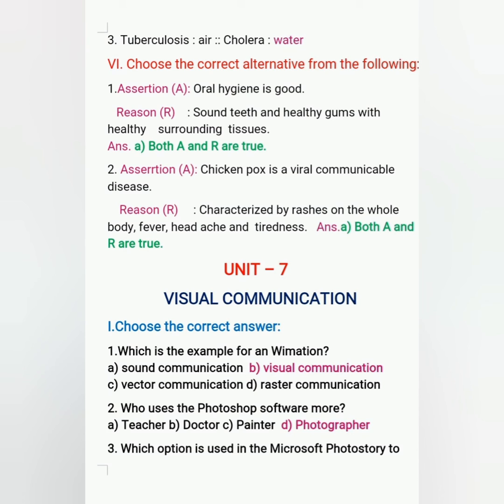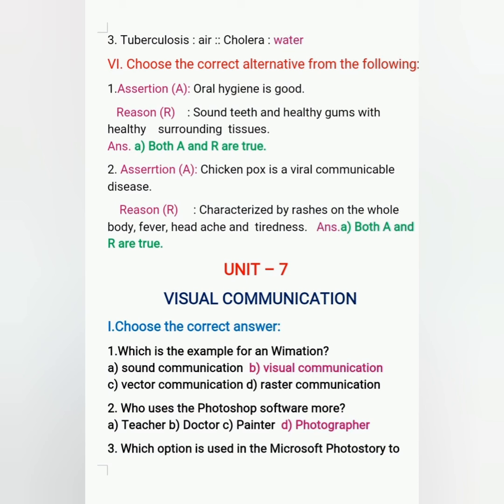Sixth Roman, choose the correct alternative from the following. Question number 1. Assertion: oral hygiene is good. Reason: sound teeth and healthy gums with healthy surrounding tissues. The correct answer is both A and R are true. Question number 2. Assertion: chickenpox is a viral communicable disease. Reason: it is characterized by rashes on the whole body, fever, headache, and tiredness. The correct answer is both A and R are true.